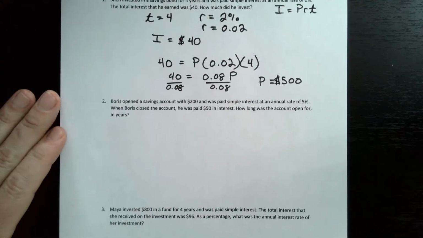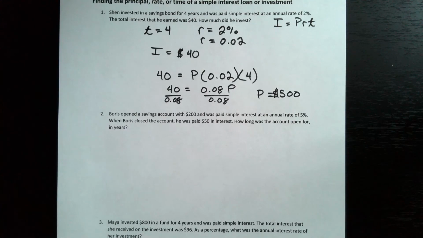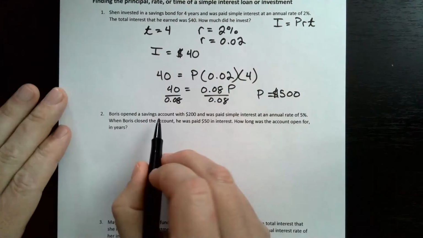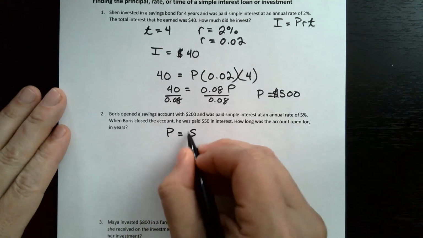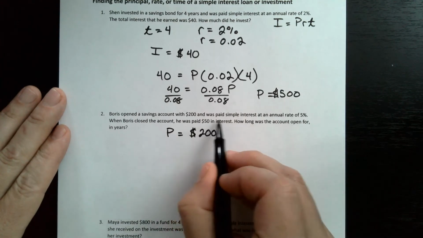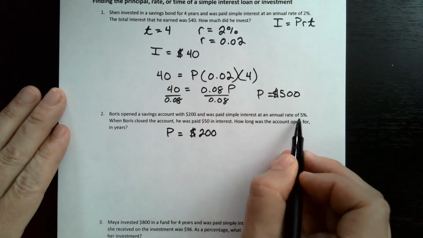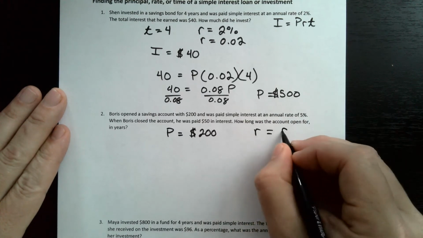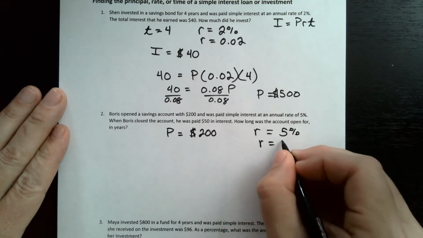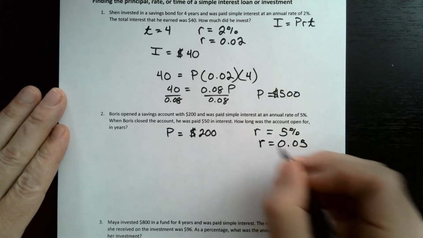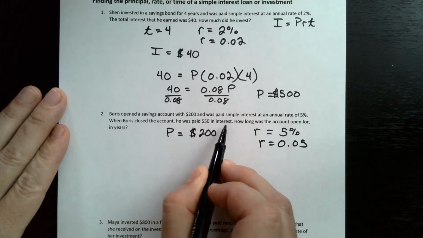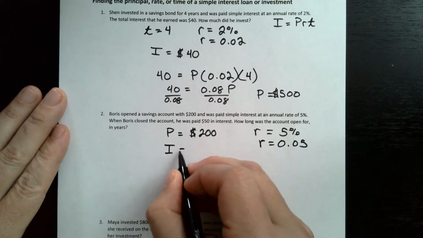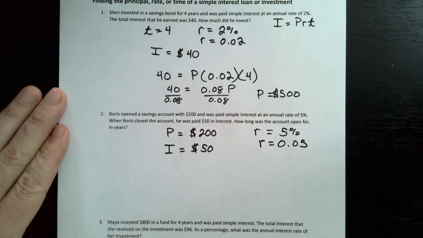Okay, number 2. Boris opened a savings account with $200. That's the original amount. P equals $200. And was paid simple interest at an annual rate of 5%. R equals 5%. As a decimal, R equals 0.05. When Boris closed the account, he was paid $50 in interest. I equals $50. How long was the account open for?